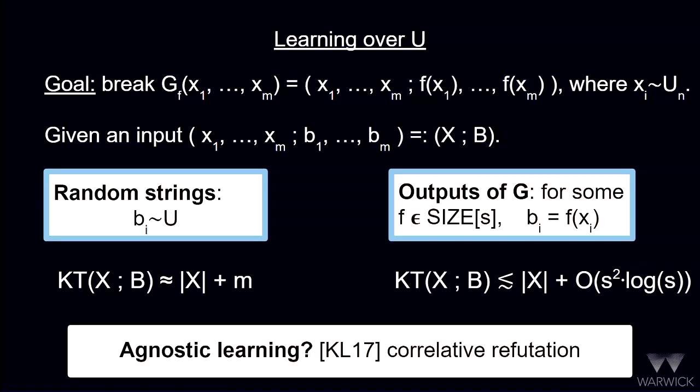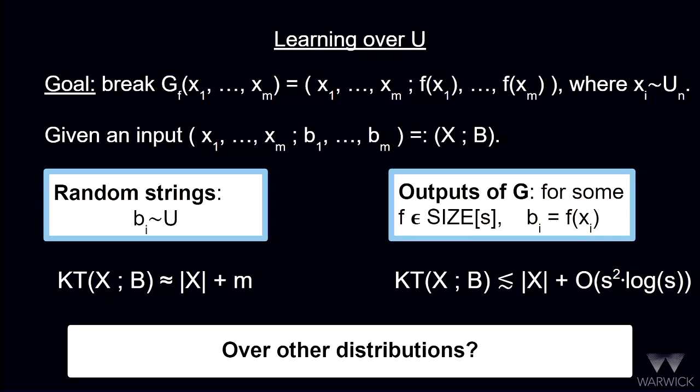Okay, so I haven't mentioned how we do agnostic learning. And just for the sake of simplicity of this presentation, I'm not going to say much about that. But I'll just mention that there's a work of Kothari and Livni, which describes a problem not too different from the one I've described here, except in the latter case, instead of Bi's being equal to f of Xi's, they're just correlated with those values. And it turns out if you can solve that problem, which we can using similar ideas, then you can also do agnostic PAC learning.